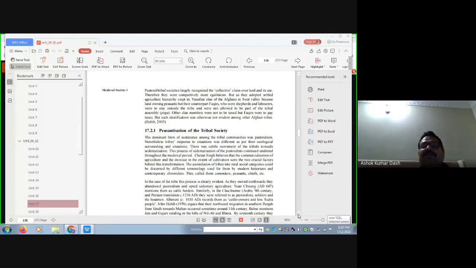Before telling you about this process of pigmentation of tribal society, I must tell you that the main occupation of the tribal society centers around pastoralism. Pastoralism means they had their own domesticated animals, and they were just leading the life of a nomad. Pastoralism is just like being a nomad. They were moving from one place to another in search of pasture.